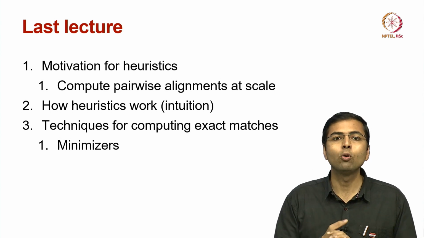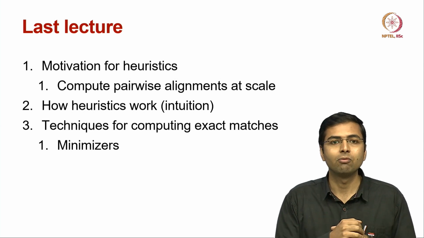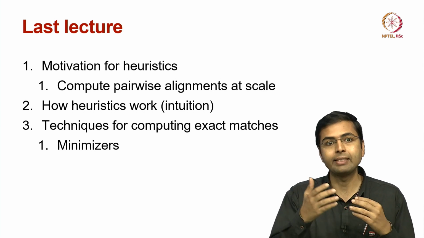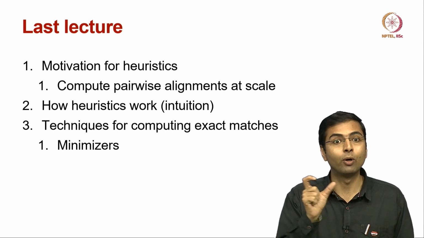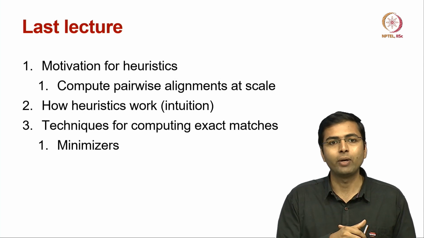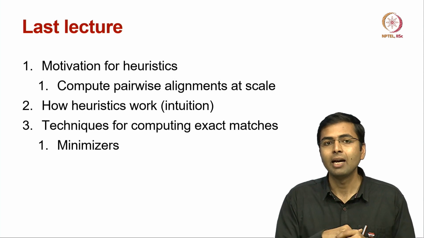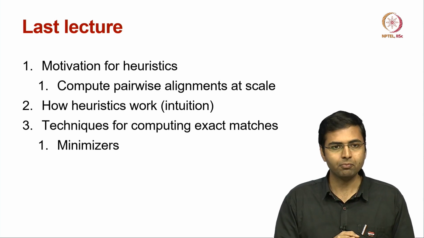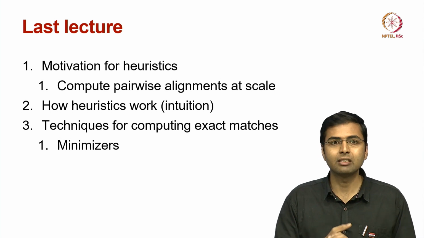Now one technique that we looked at for computing exact matches in the last lecture was the minimizer technique, where we said that one way of going about computing exact matches would be to look for all matches of k length words between two sequences, and a slightly smarter way could be to use the minimizer technique to sample k-mers and then compute k-mer matches, and we saw some interesting properties that come from this minimizer technique.